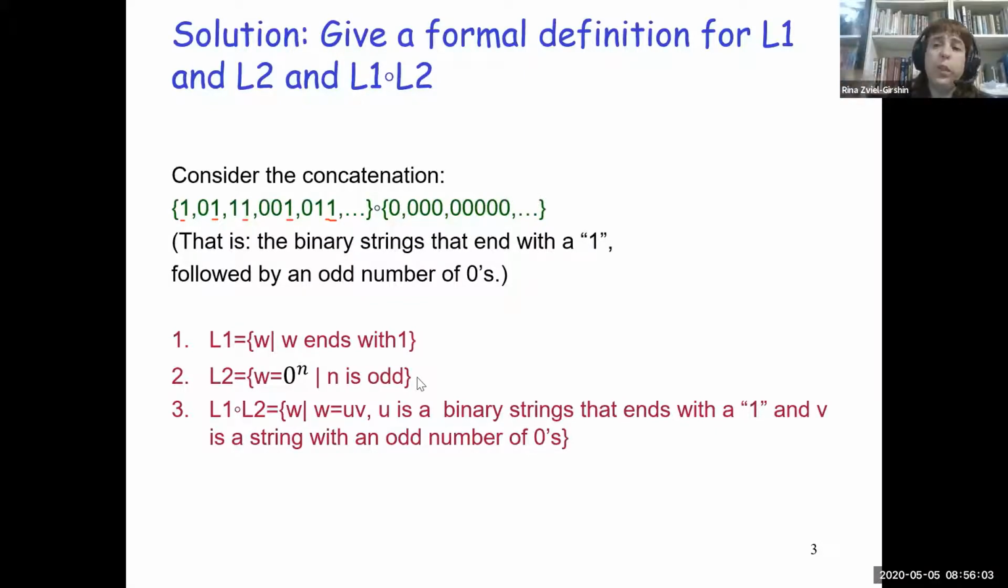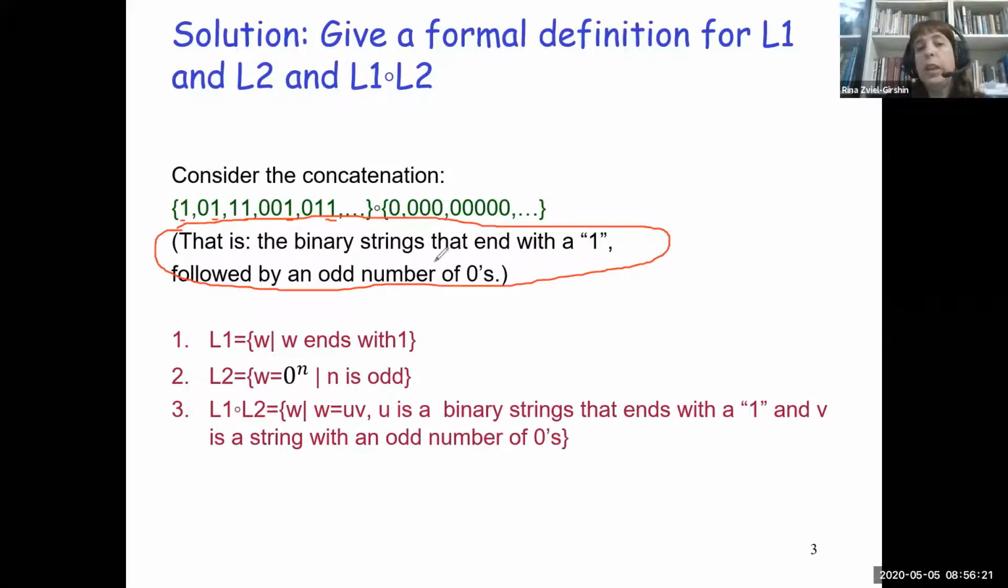So basically we have 1, 0, 3 zeros, 5 zeros, and so on. And the concatenation of L1 and L2, the definition was given at the lecture, this one. This is a copy paste from the lecture slides. The following definition was given: we are talking about binary strings, since we have the alphabet 0, 1, that end with a 1 followed by an odd number of zeros. So basically this definition is okay.